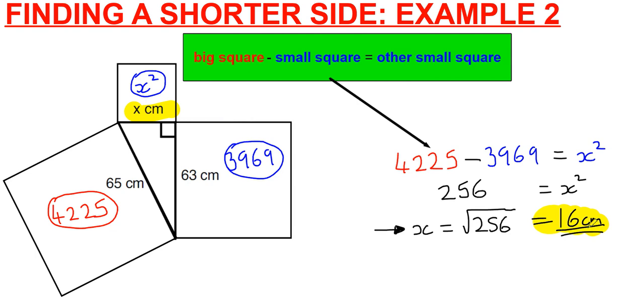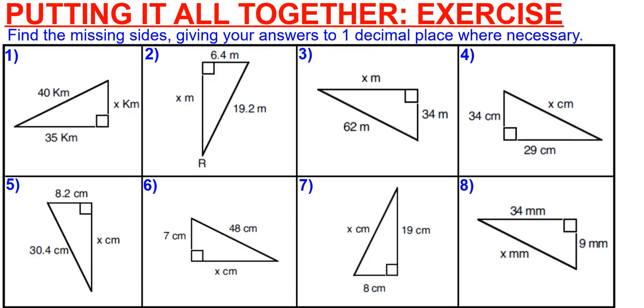So, we've done it where we're finding the hypotenuse, now we've seen it where we're practicing finding a shorter side, so let's put these two together. What if you had a mixture? What if you weren't sure what side you were finding? Are you finding the hypotenuse or the shorter side? So here's a mix of 8 different questions. Now some of these will be decimal answers. Please do use your calculator for them. So you need to find the missing sides, giving your answers to one decimal place where necessary.